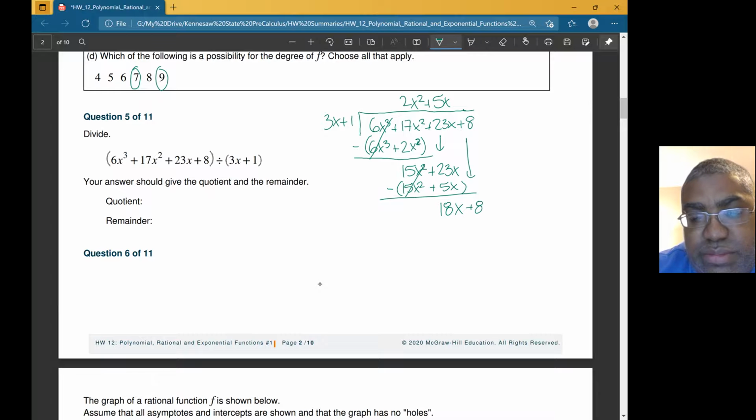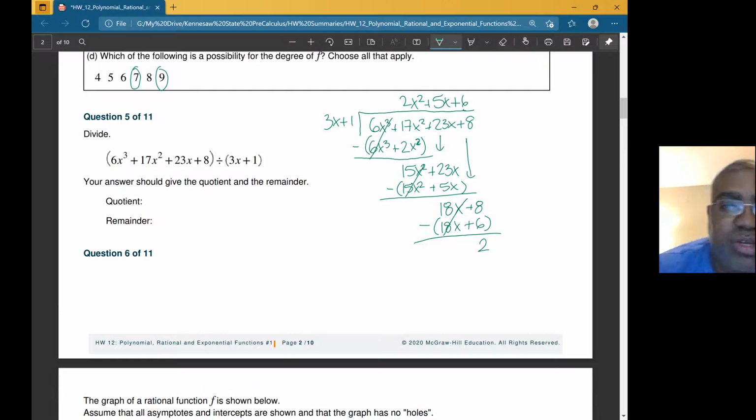Plus 8. What times 3x is equal to 18x? That is 6. We get 18x plus 6, in parentheses with a minus. The first number cancels, and 8 minus 6 is 2. So the quotient is 2x squared plus 5x plus 6, and the remainder is 2.